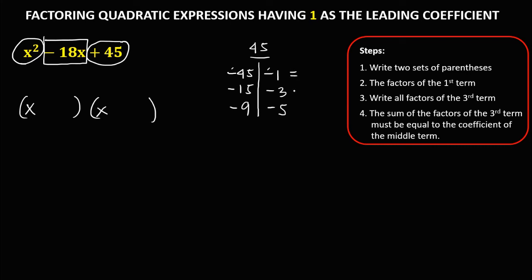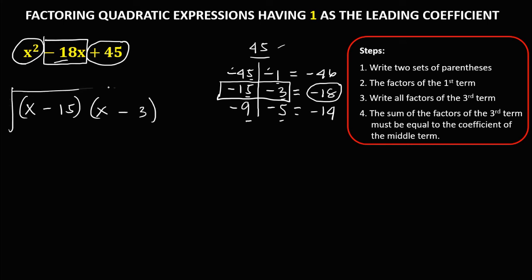Then add all the factors. So negative 45 plus negative 1 is negative 46. Negative 15 plus negative 3 is negative 18. Negative 9 plus negative 5 is negative 14. Since the sum of the factors must be equal to the coefficient of the middle term, the factors of positive 45 are negative 15 and negative 3. So these are the factors of this quadratic expression.